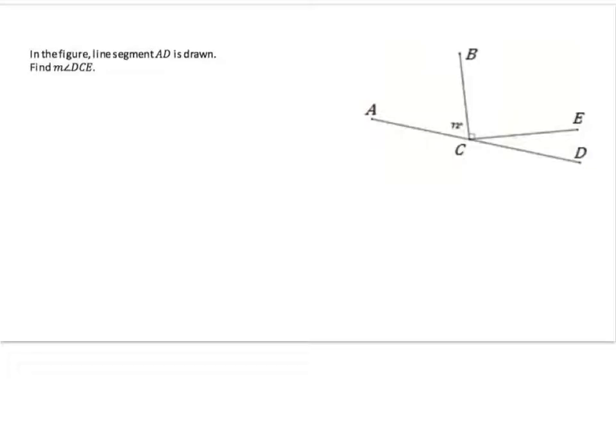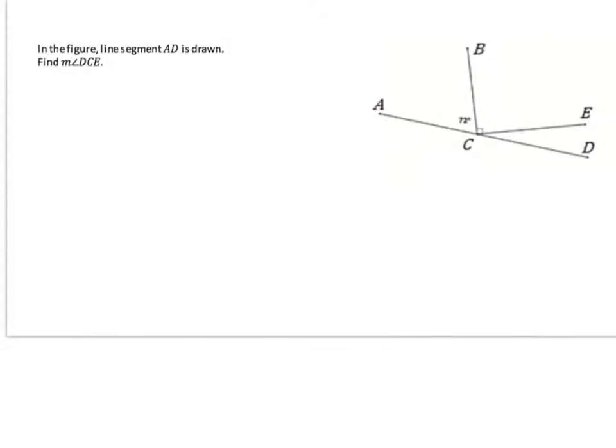In the figure, line segment AD is drawn. Find the measure of angle DCE. So line segment AD is drawn. AD is a line, therefore the measure of line segment AD is 180 degrees. So we want to find the measure of angle DCE.